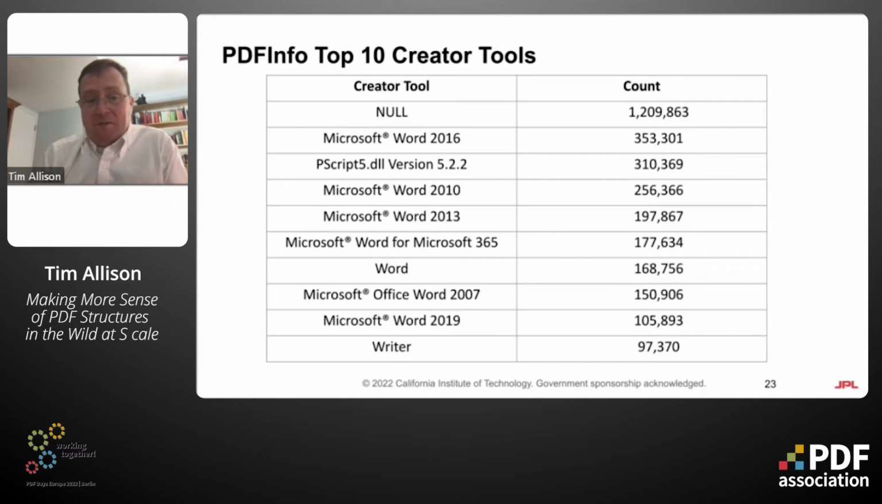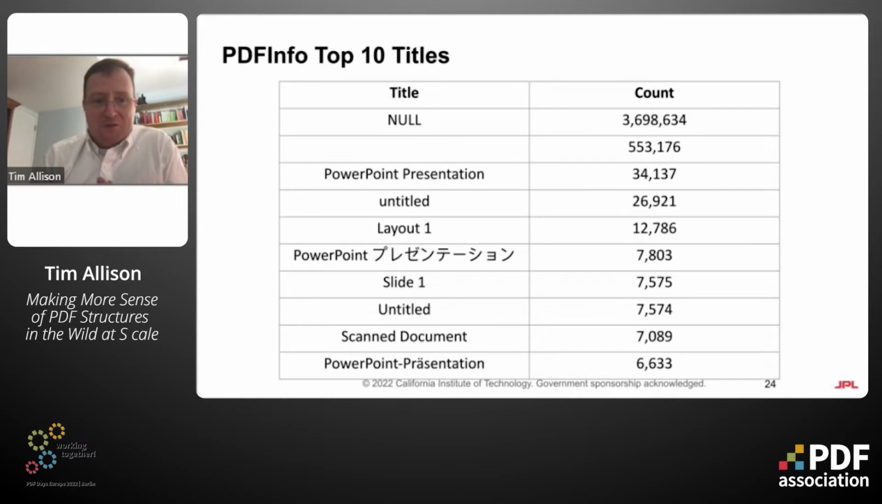Creator tools. Top creator tool was that infamous creator null. Beyond that, of course, we have some of the more common creators, Microsoft Word, and so on. Writer shows up also. The top 10 titles. Null wins again. Empty string has quite a few, but then we have PowerPoint presentation and so on.